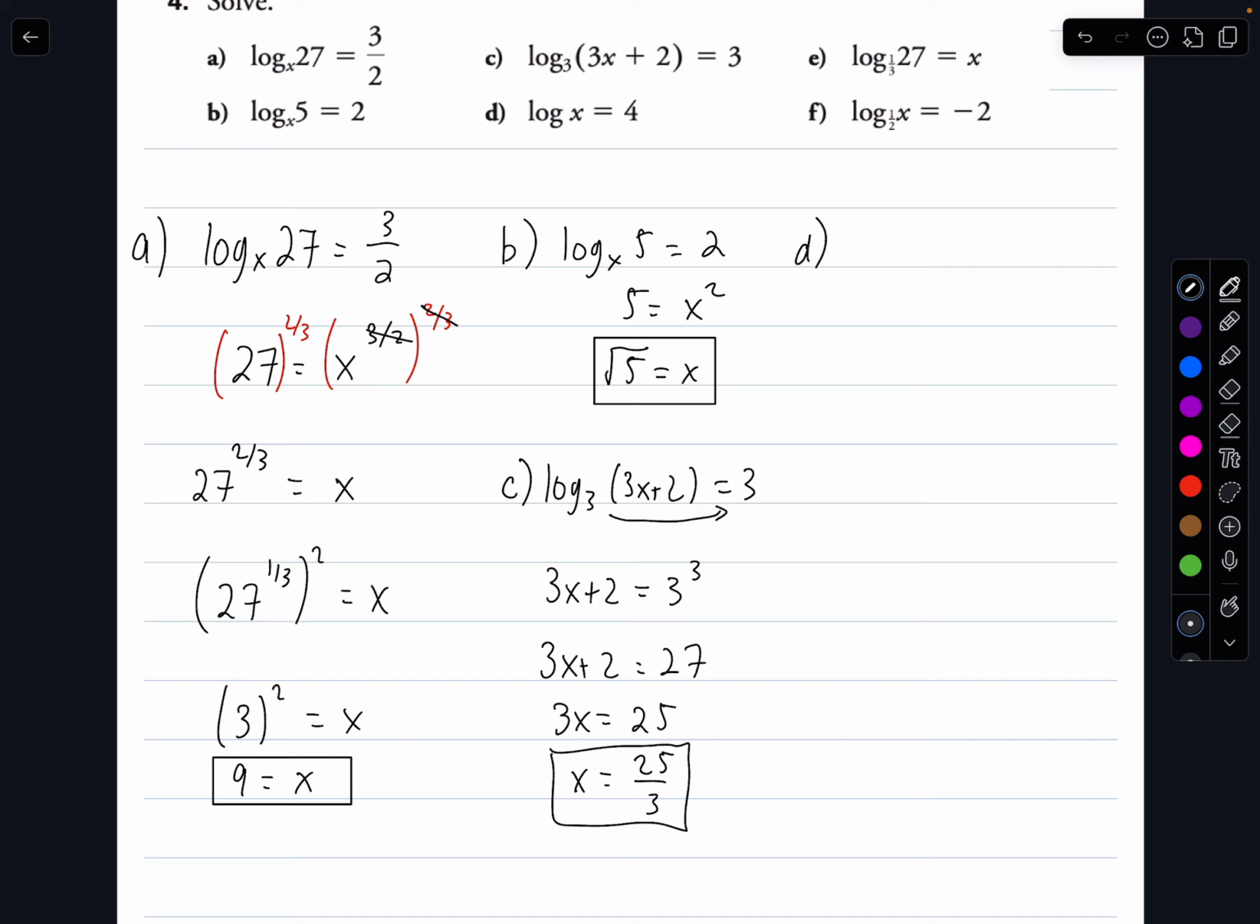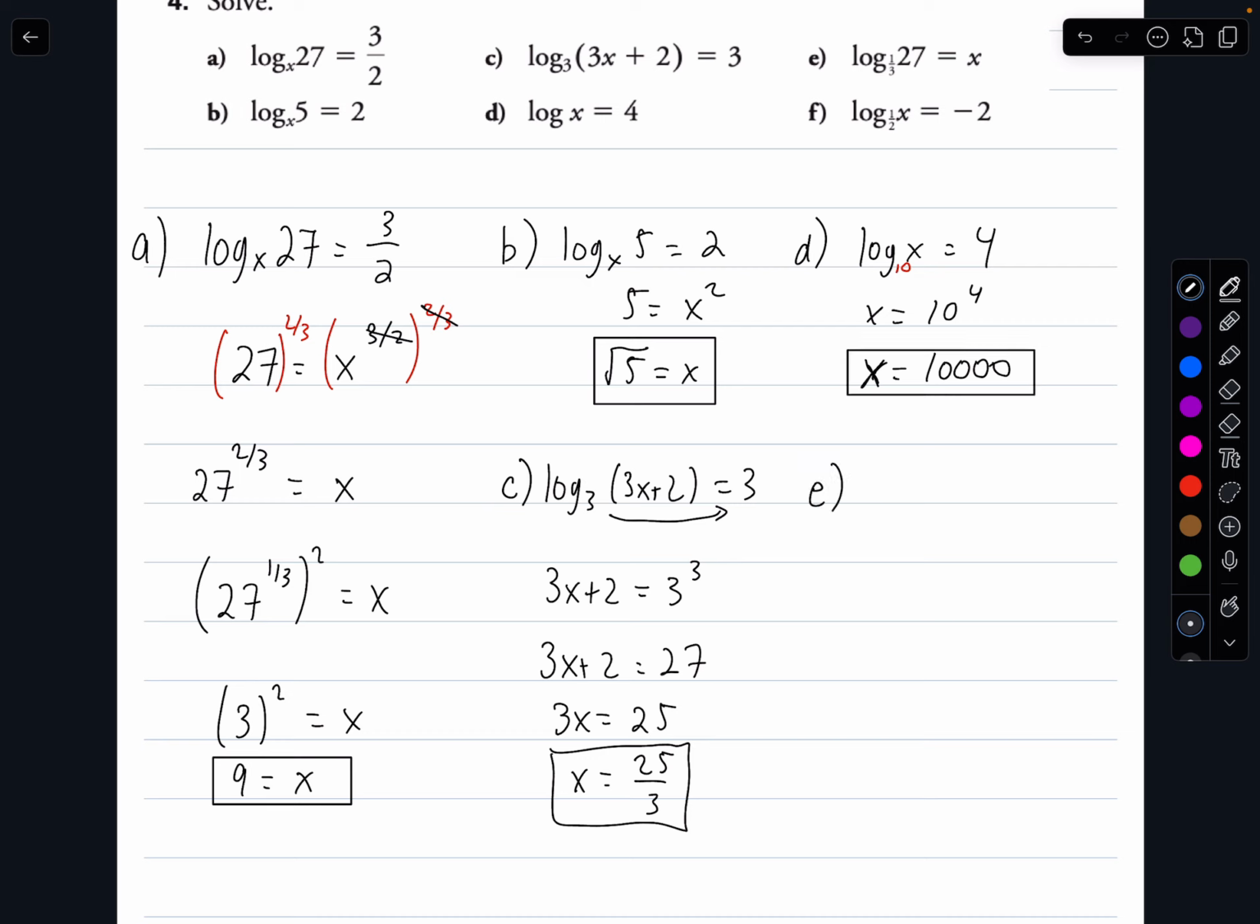Let's look at question D. Log x equals 4. So this is one of those questions. We don't have a base, so what do we do? We assume base 10. Now when I solve, x is equal to 10 to the power of 4, and 10 to the power of 4 is 10,000.